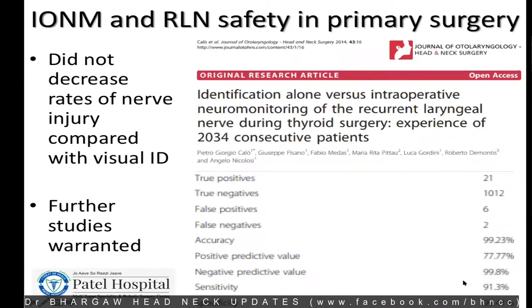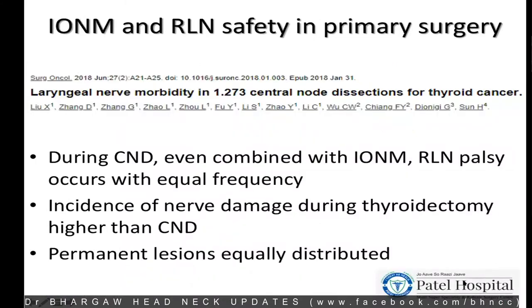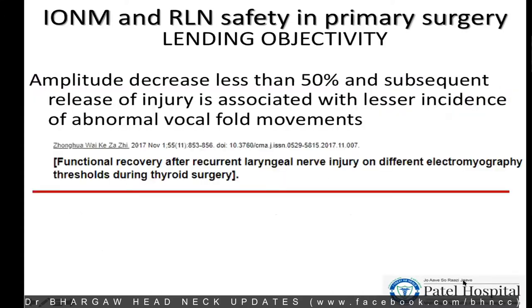Another paper says that visual ID is gold standard and did not decrease rates of nerve injury. And another paper says that not just during thyroidectomy, even during central neck dissections, whether or not you do IONM would not make a difference. And permanent lesions are roughly the same. And incidence of nerve damage during thyroidectomy was higher than CND in monitored patients. Now that, again, would be the complacency issue that we talked about.